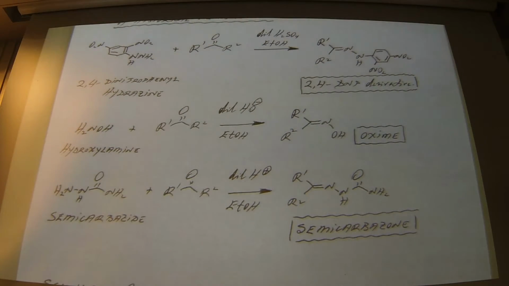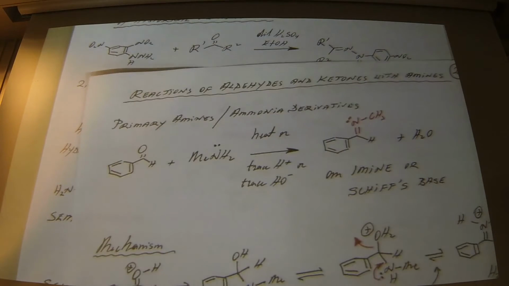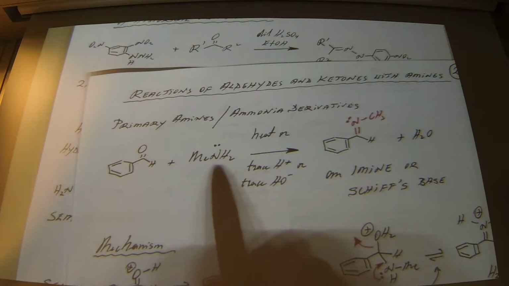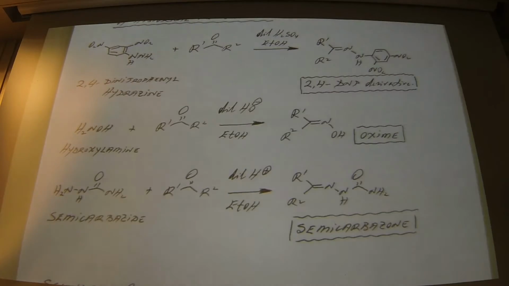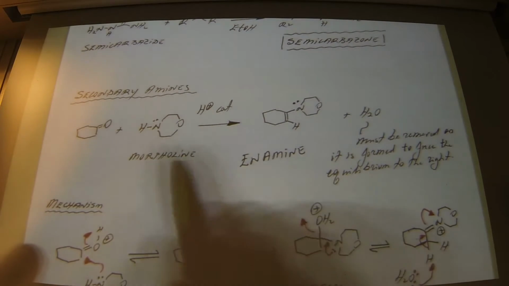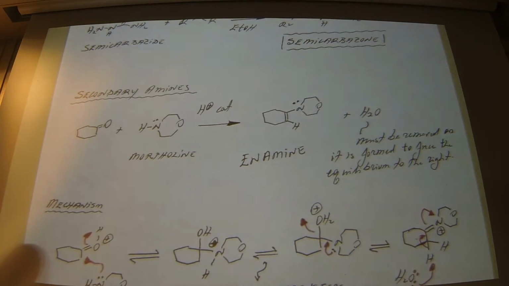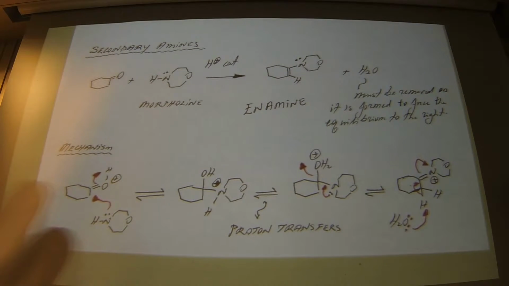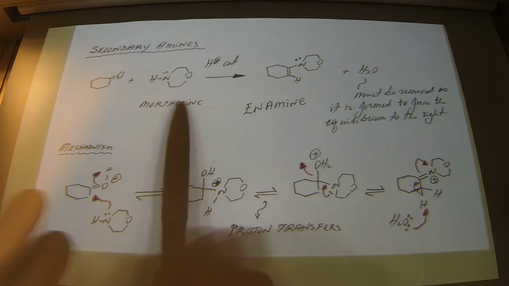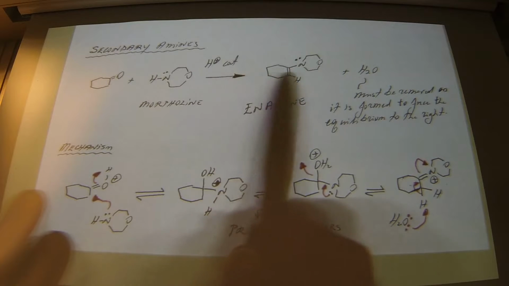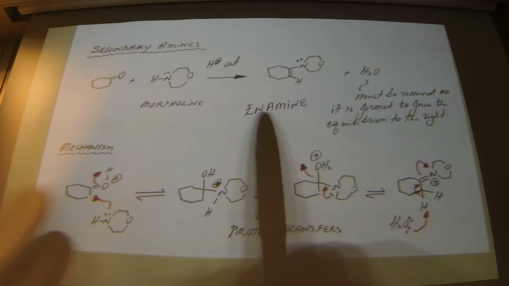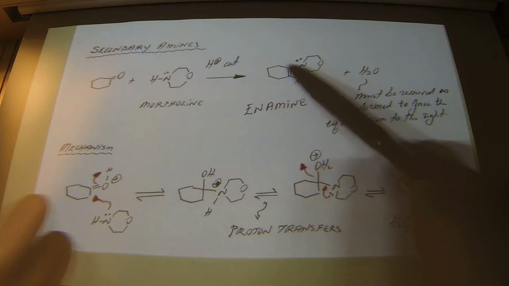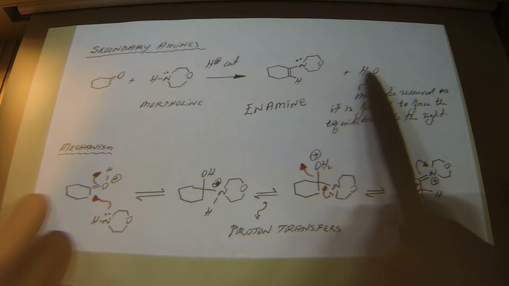Now let's take a look at what happens when you allow a carbonyl compound to react not with a primary amine, which, remember, has two hydrogens on the nitrogen, but with a secondary amine, like morpholine. In this case, you don't form a carbon-nitrogen double bond species as your product, you form a carbon-carbon double bond species. If I allow cyclohexanone to react with morpholine in the presence of acid, I end up with this thing that's called an enamine. Why enamine? Because it's an alkene, and it's an amine. And I get water.